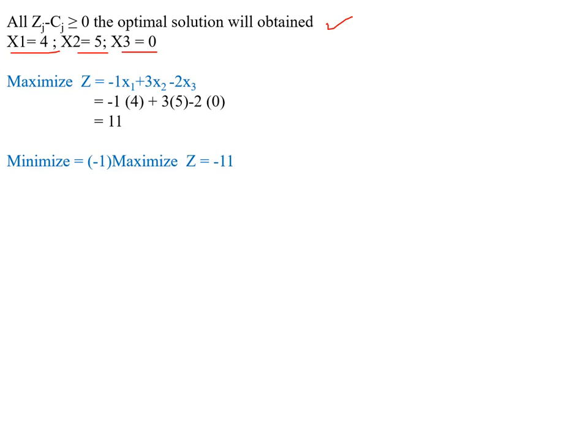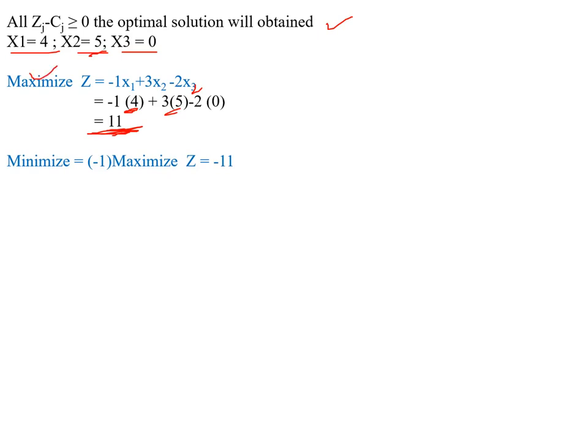Then I have to substitute in our objective function, that is maximize z equal to minus x1 plus 3x2 minus 2x3. Here x1 value is 4 and x2 value is 5 and x3 value is 0. Substitute these three values in the objective function, we will get the answer 11. So this is the maximize z.